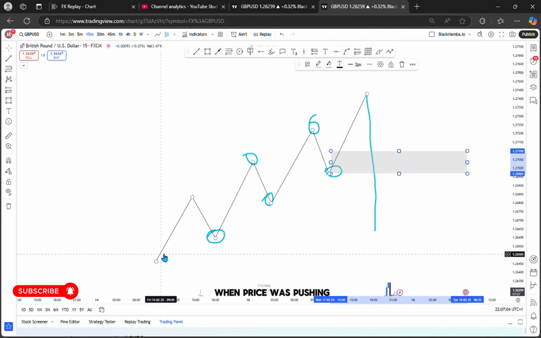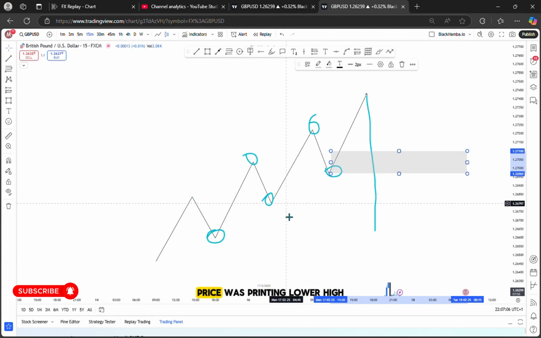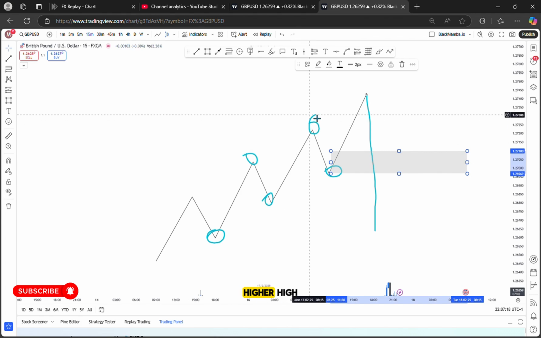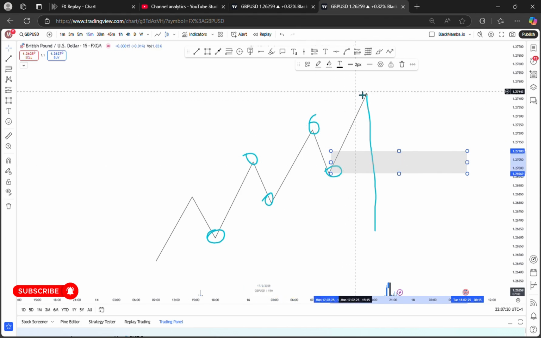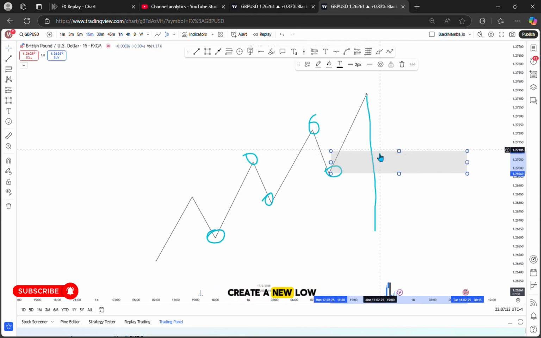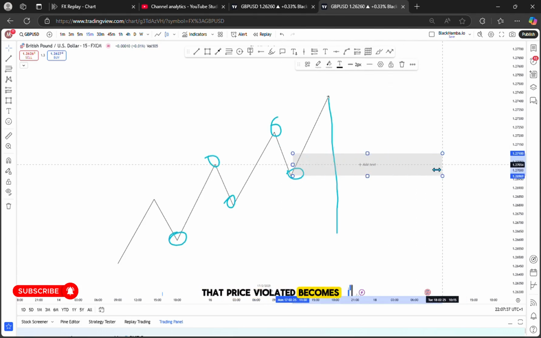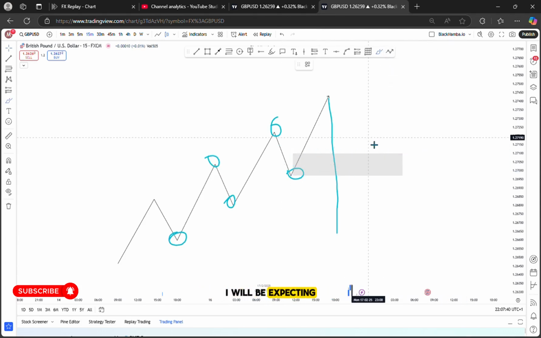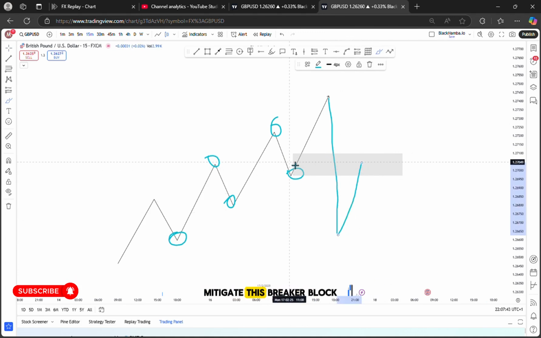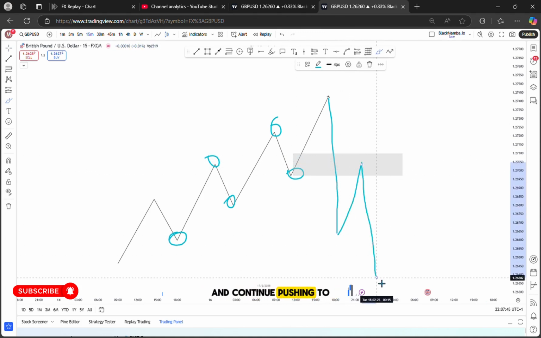Let me go again. When price was pushing to the upside, price was printing lower high, higher high, lower high, higher high. Price was supposed to create a new low to continue pushing to the upside, but instead price pushed aggressively to the downside. This demand that price violated becomes the breaker block, and we'll be expecting price to come, mitigate this breaker block and continue pushing to the downside.